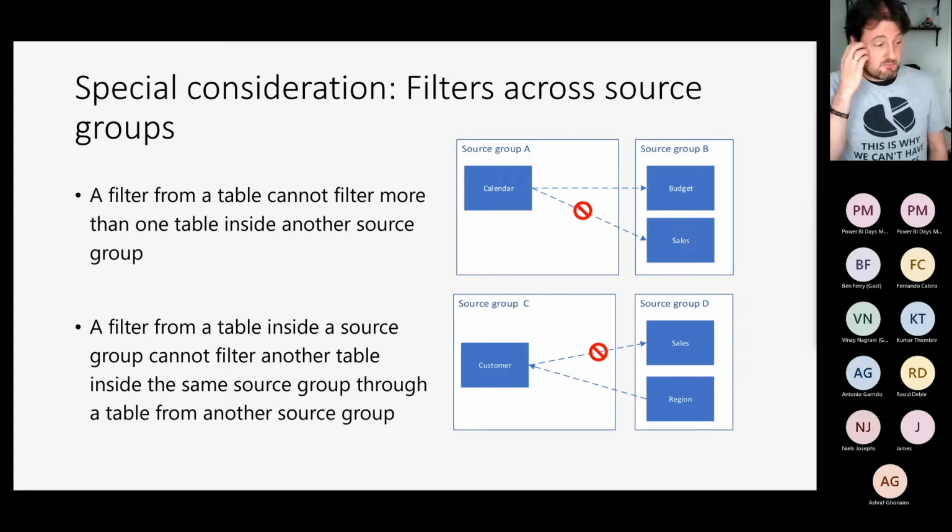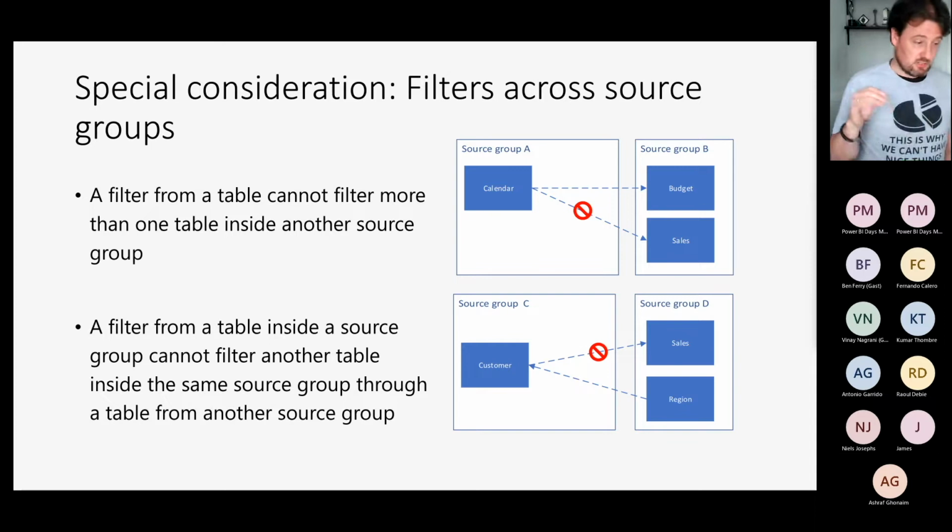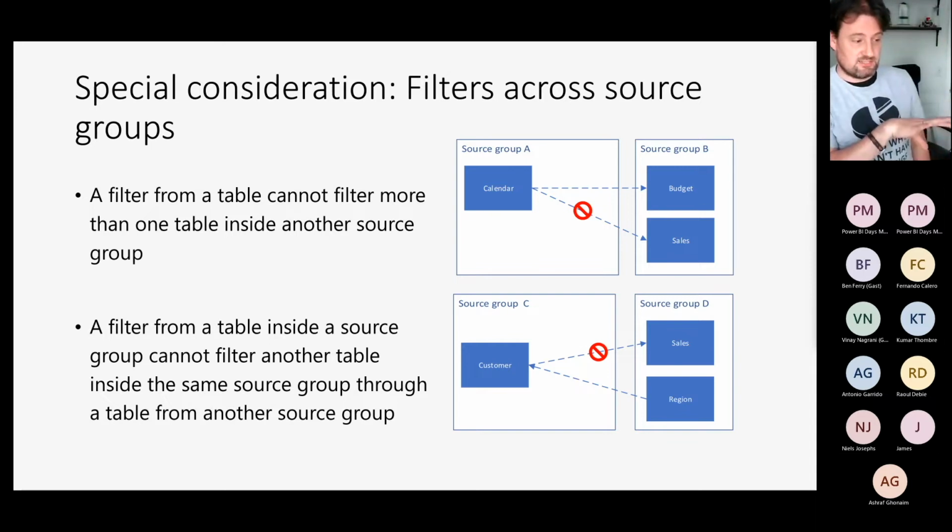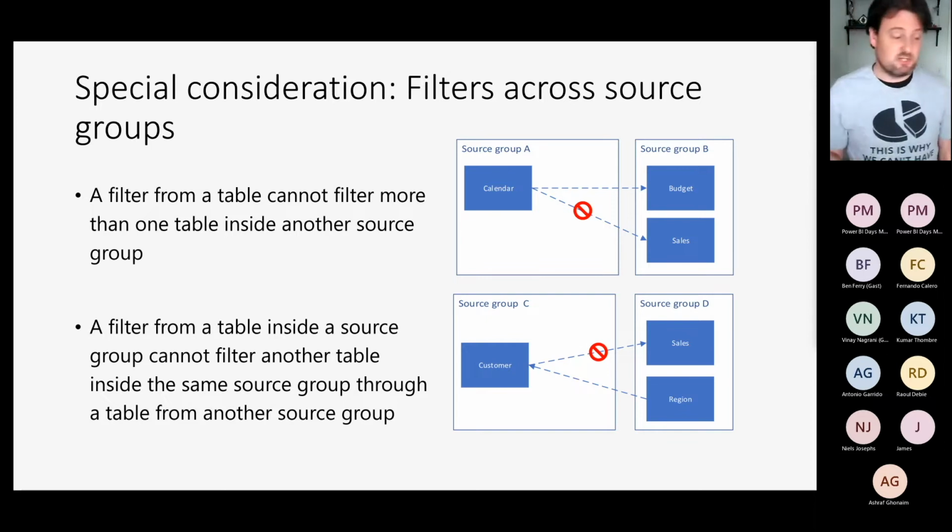Now, if you look at the bottom, the other thing is you cannot go from one source group, exit the source group to filter, and then re-enter the source group. So you cannot go from region in source group D to filter customer in source group C to get only the customers in a certain region, and then use that filtered customer list to then filter the sales table that is in the same source group as you started in. So that kind of back and forth is not allowed.